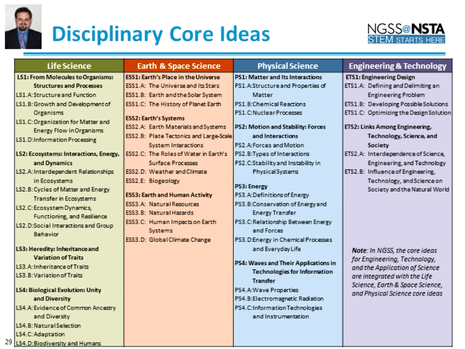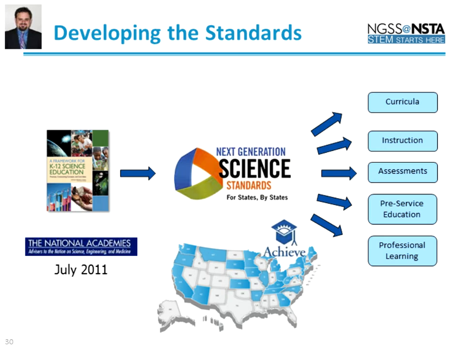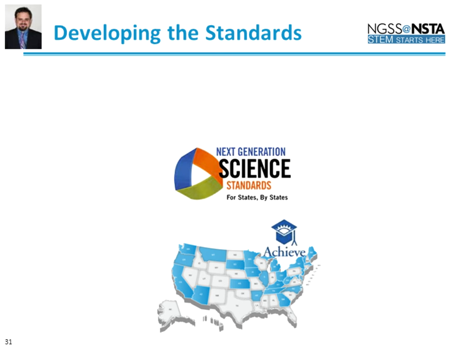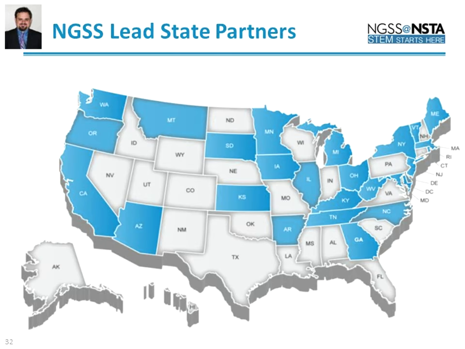Now, each of those core ideas can be further broken down. For example, engineering design is a subset of the set on engineering and technology. Now, all of those pieces were articulated in the framework itself. The folks developing the standards took that and worked on it. And so the standards were developed by a coalition of states. 26 different lead states were involved, the ones in blue here.